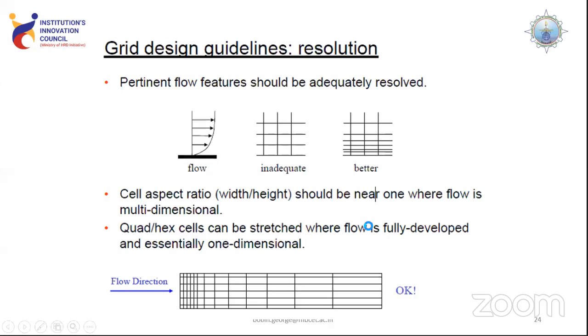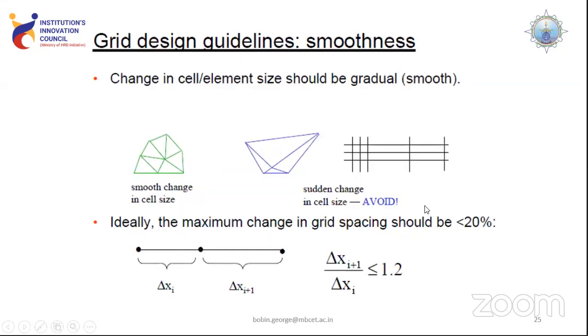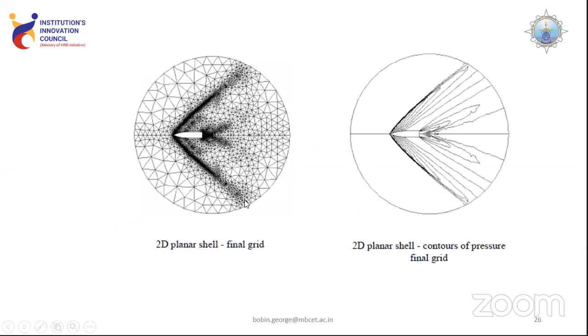Now, for the smooth change of size, ideally the maximum grid spacing change has to be less than 20%, and a sudden change in sizes has to be avoided. So this is the basic example to show how these two aspects vary.